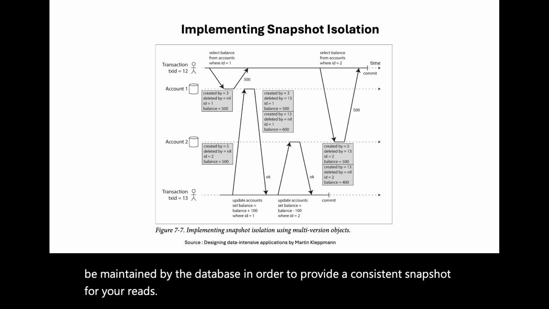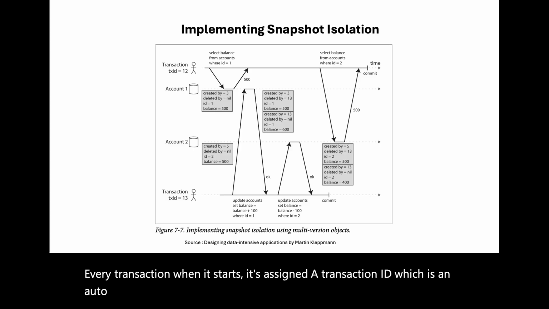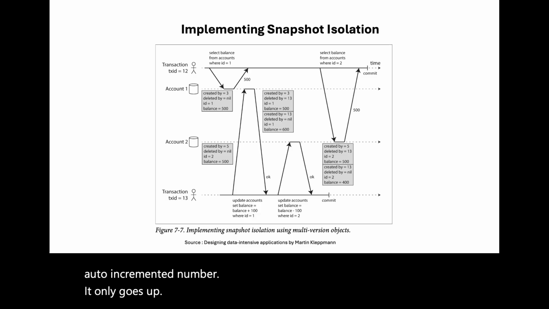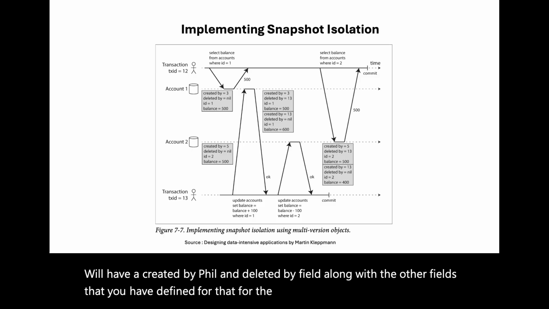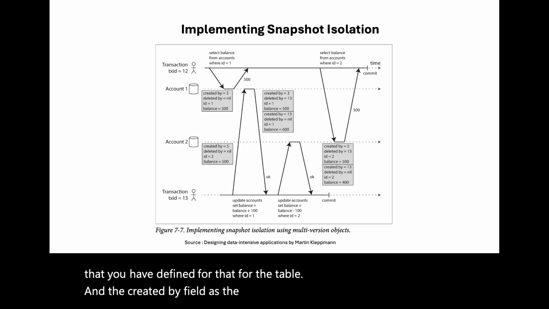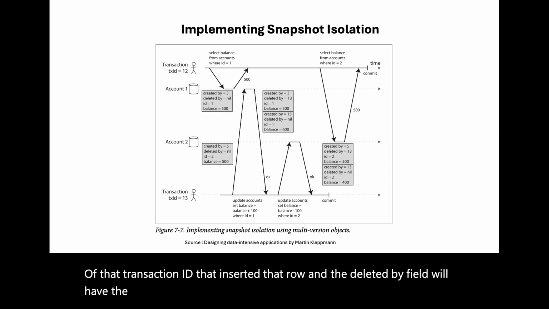Every transaction, when it starts, is assigned a transaction ID, which is an auto-incremented number that only goes up. And each version of your object will have a created by field and a deleted by field, along with the other fields that you have defined for the table. The created by field has the transaction ID of the transaction that inserted that row, and the deleted by field will have the transaction ID that deleted that row, and it's a soft delete.